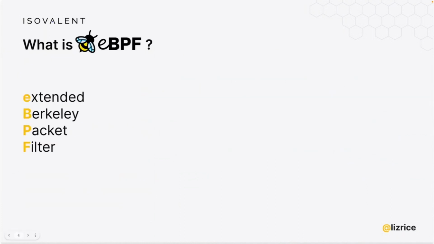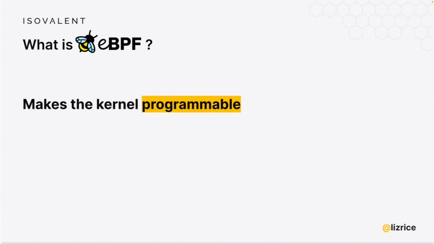So the acronym eBPF stands for Extended Berkeley Packet Filter, but you can put that out of your mind because it does so much more than packet filtering now. What eBPF allows us to do is run custom programs inside the kernel.